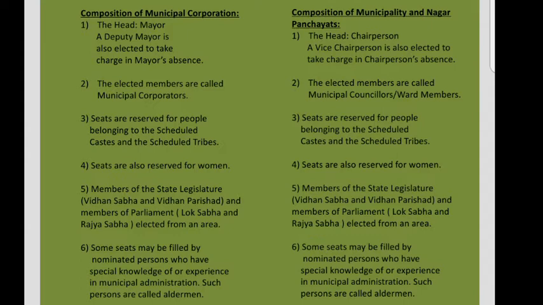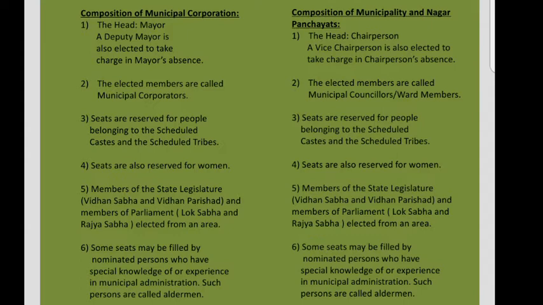in the chairperson's absence. Moving on to the next point, children, the elected members of the municipal corporation are called municipal corporators. And for a municipality or a Nagar Panchayat, the elected members are called municipal councillors or ward members. The next point we would like to discuss is that seats are reserved for scheduled caste and scheduled tribe, that is Dalits and Adivasis. Children, seats are also reserved for women.